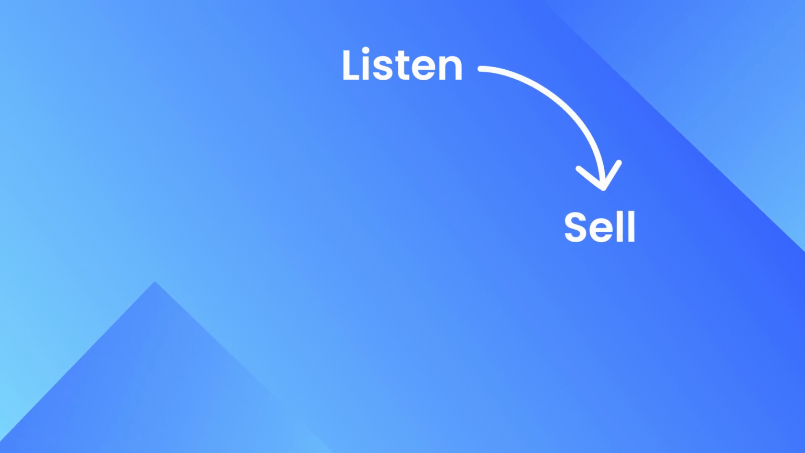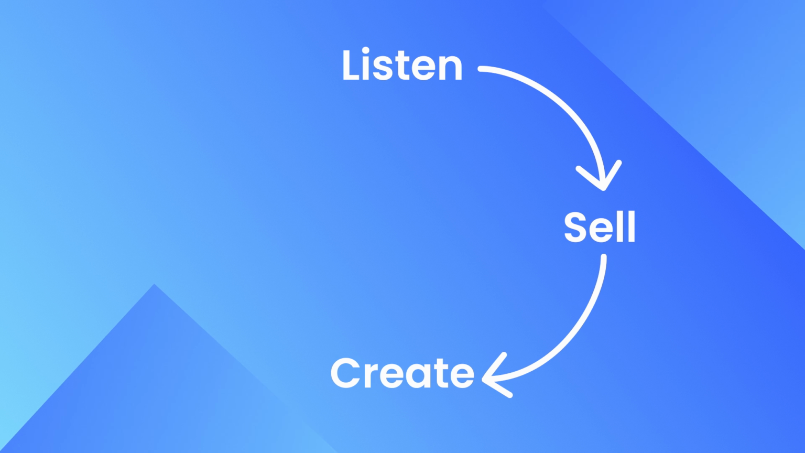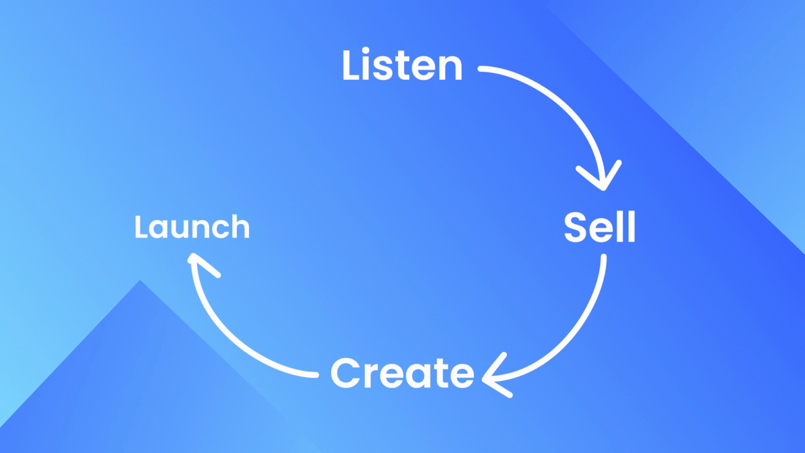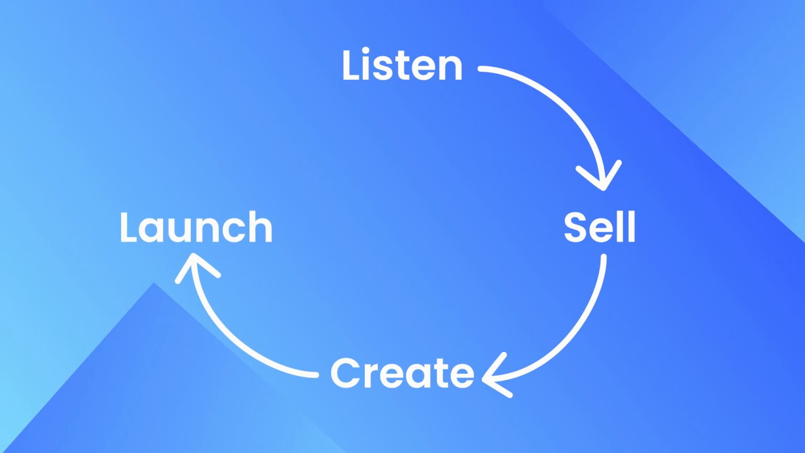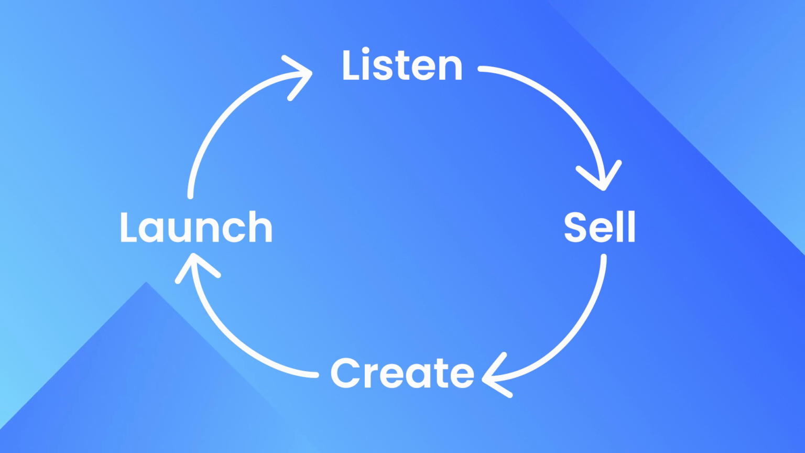Then sell. Refine your offer using customer feedback and use it to create something that's irresistible to your audience. Then create. Tailor your course content according to customer feedback to create an even more valuable learning experience for them. Next, launch. Launch your course and run it with real students to deliver on your promises. Then restart the loop to refine your offering and your course. With a continuous improvement mindset, you'll ensure that your online course remains competitive, engaging, and valuable to students.